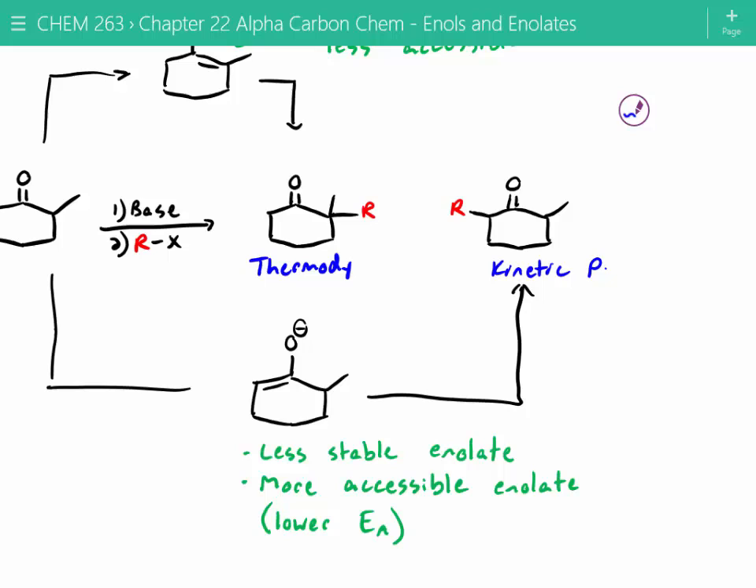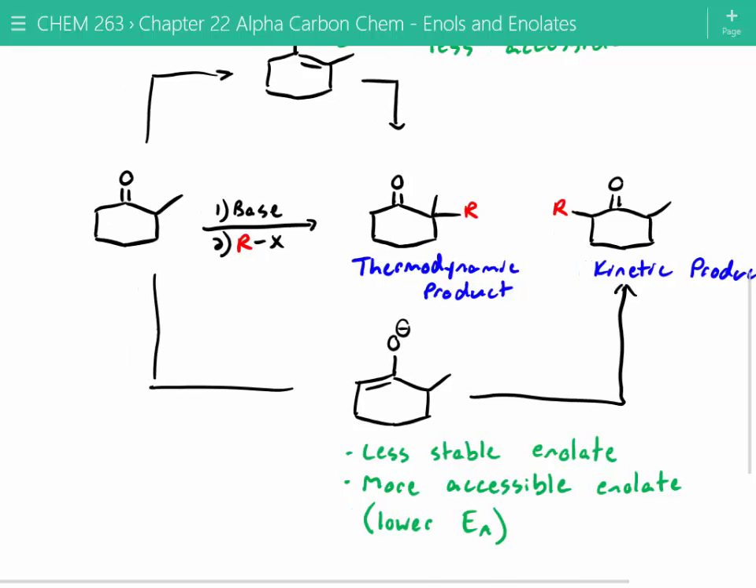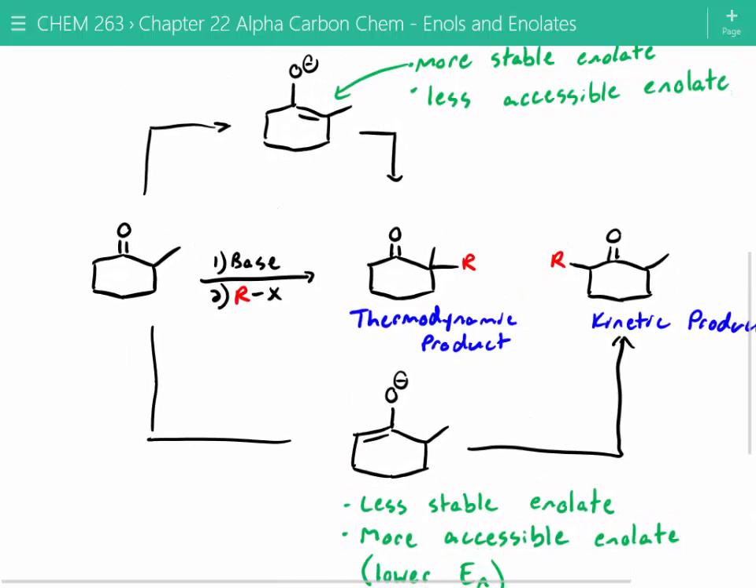Kinetic product. All right, so does that make sense? We've got two different things going on. We've got accessibility of our alpha protons, and then we've got stability of our enolates. Those are two competing things at play here.